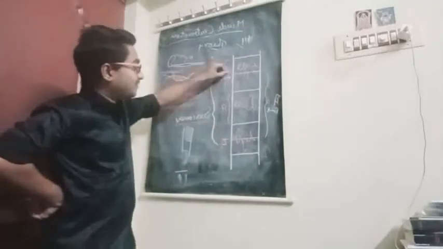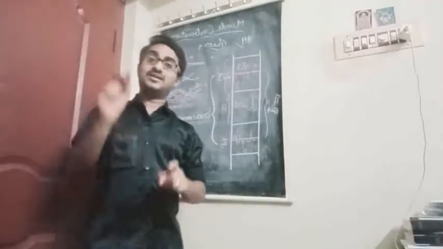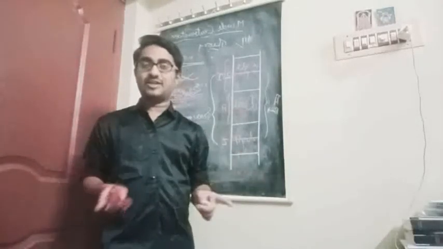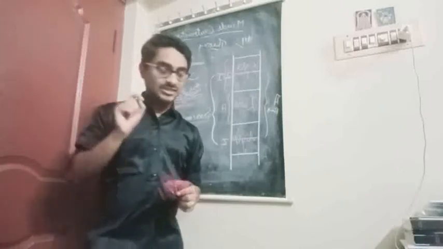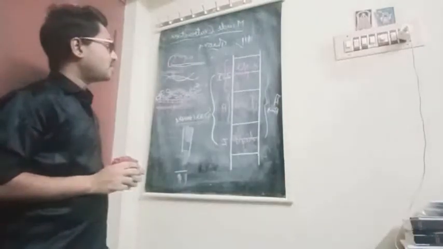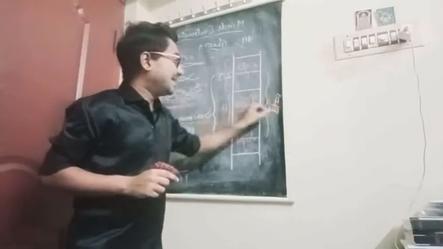The distance between these two Z lines is called the sarcomere, and this sarcomere is the structural and functional unit of a single muscle filament. So this is what you need to understand. So the whole distance between two Z lines is called the A band.